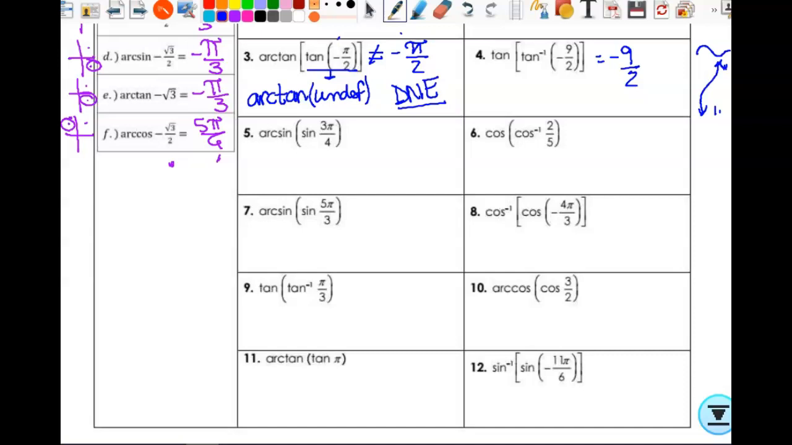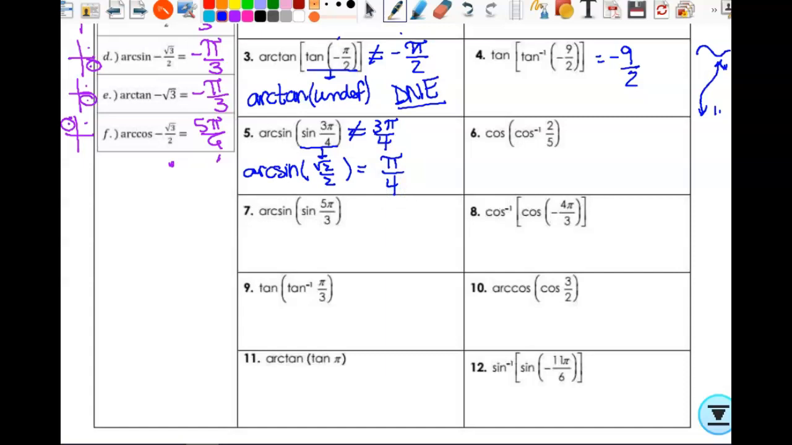All right. Does 3 pi fourths fit within the negative pi halves to pi halves? No, it does not. So that tells me this does not equal 3 pi fourths. So we have to figure out what it does equal. We're going to take the arc sine of, so what is the sine of 3 pi fourths? Square root of 2 over 2. And then what angle gives me a sine value of the square root of 2 over 2? Pi fourths.